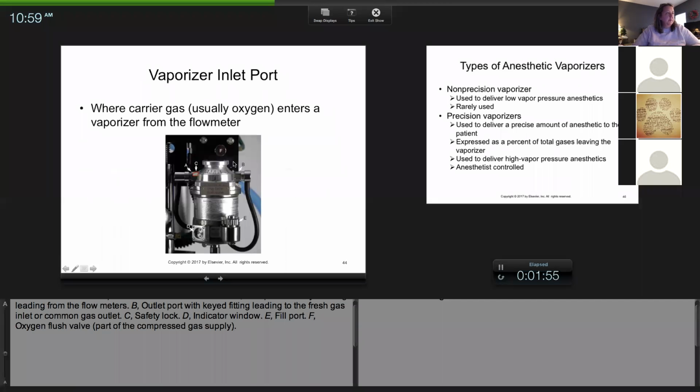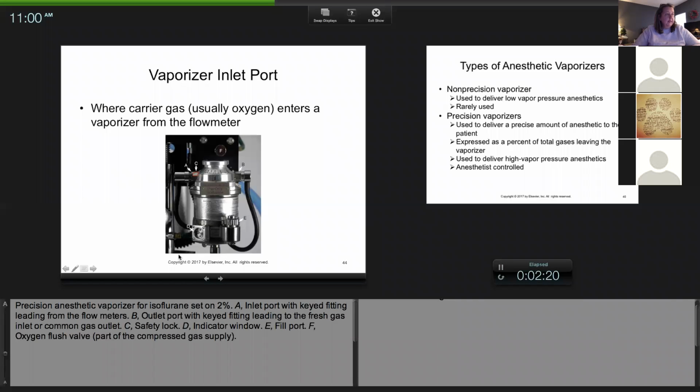So if we look at this picture, this is what a vaporizer looks like. You can see it says use only isoflurane on it, and it's also purple because it is purple coated. And letter A right here, this first hose, if you see there's a black tube under here, that's what brings oxygen, and it comes into the inlet of the vaporizer. So at the inlet, you have oxygen.